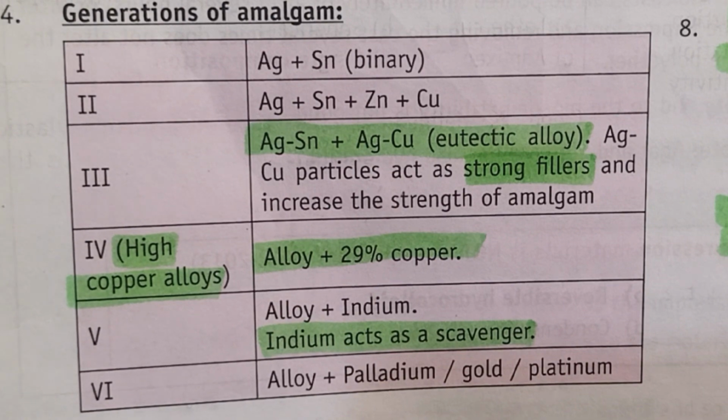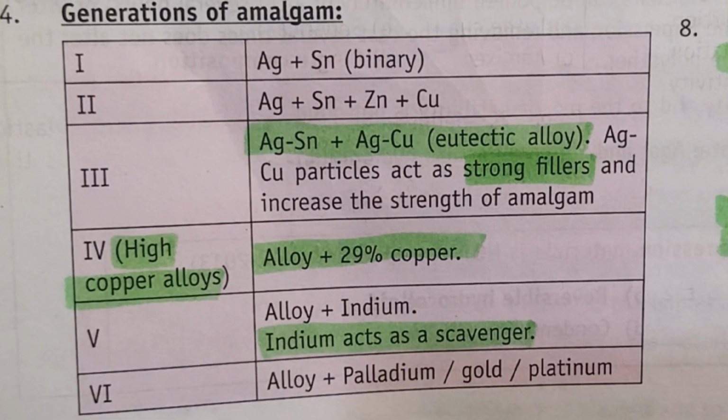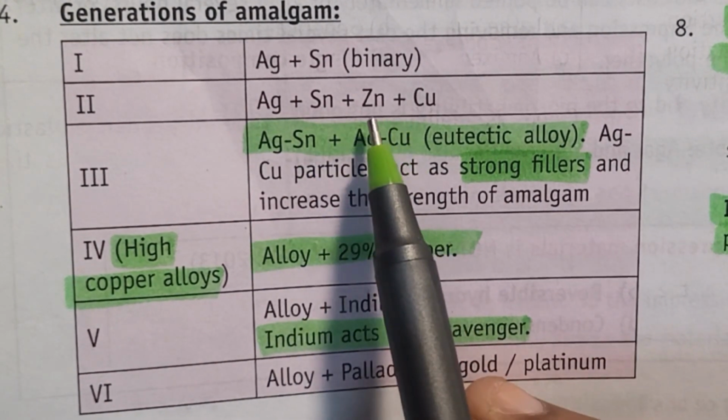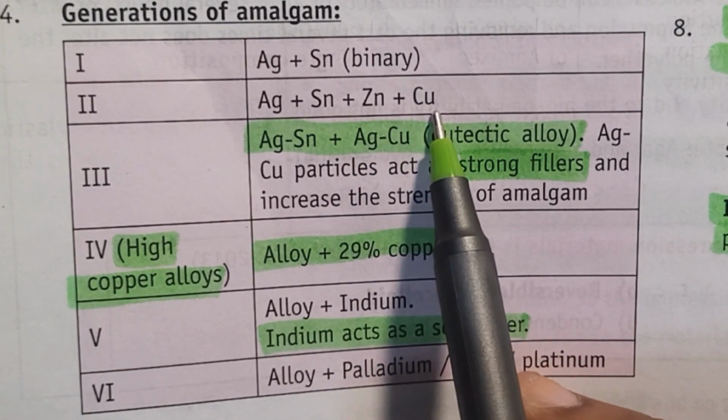In this video we are going to discuss the generations of the amalgam. For NEET MDS you have to remember this. So if we talk about it, there are 6 generations in amalgam. The first generation is the binary generation. In this you have silver and stannum. In the second generation you have silver, stannum, zinc and copper.